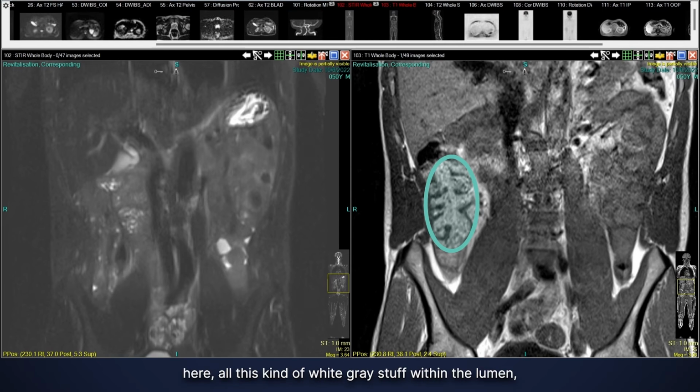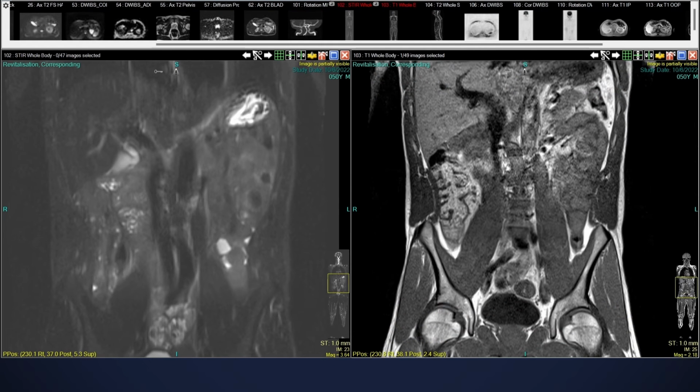As you can see here, all this kind of white gray stuff within the lumen, the center portion of the colon, is all stool content. So you can imagine that if there's any polyps in there, I won't be able to see them because the stool masks the polyps. So that's why we still advocate for colonoscopy screening in this setting.